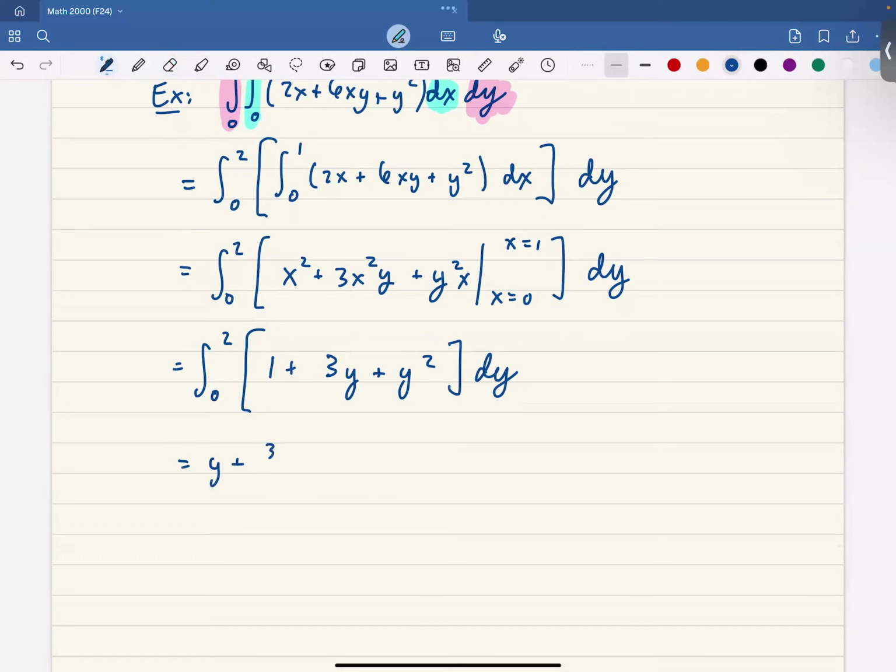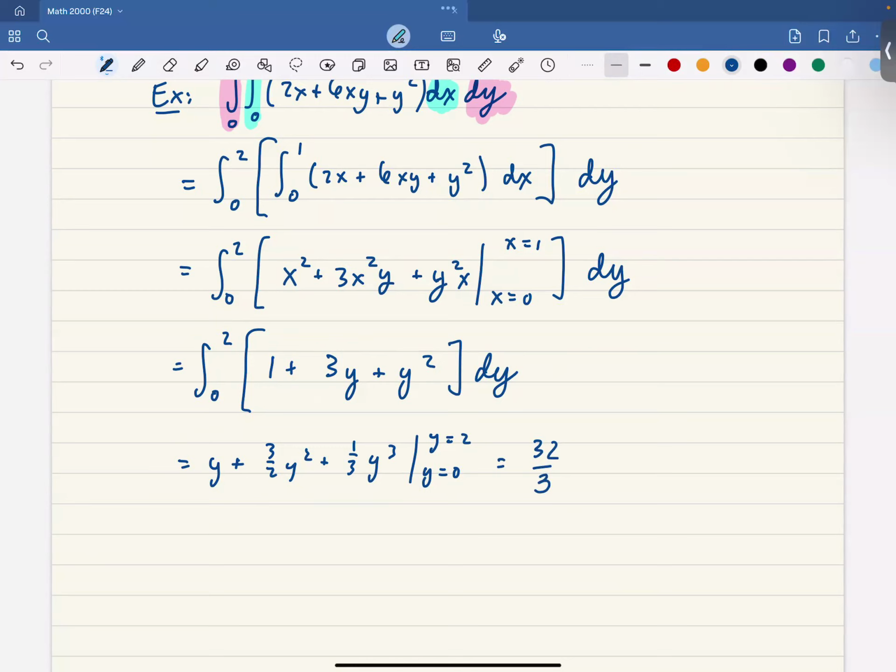Integrate 3y, we'll get 3 halves y squared. Integrate y squared, we'll get 1/3 y cubed. And then we'll plug in y equals 0 and y equals 2. And again, when we plug in 0, we get 0. That's fine. When we plug in y equals 2, it turns out that we'll get 32 thirds.